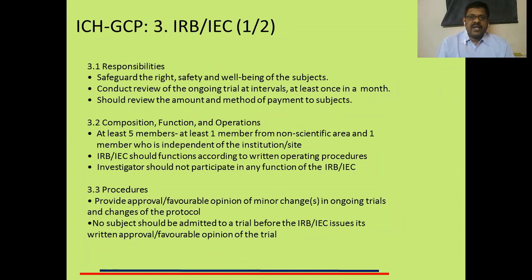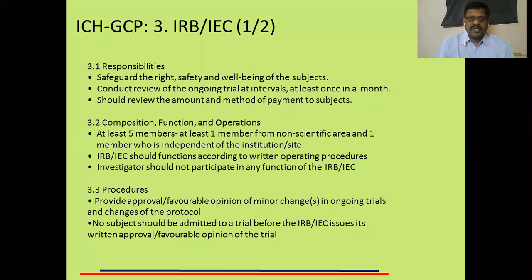Responsibilities: safeguarding the rights, safety, and well-being of the subject is the actual aim of developing these organizations. Conduct a review of the ongoing trial at intervals appropriate to the degree of risk, at least once in a month. We have to review once in a month. That is the responsibility of IRB and IEC for an ongoing trial. Even after approval, we have to inspect the process. They should review the amount and method of payment to subjects. We have to review the compensation paid to the subjects.